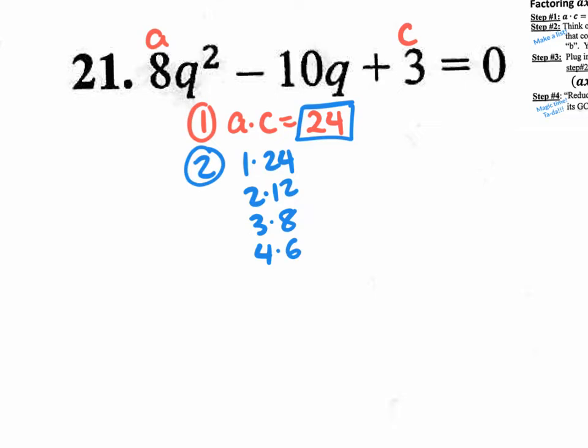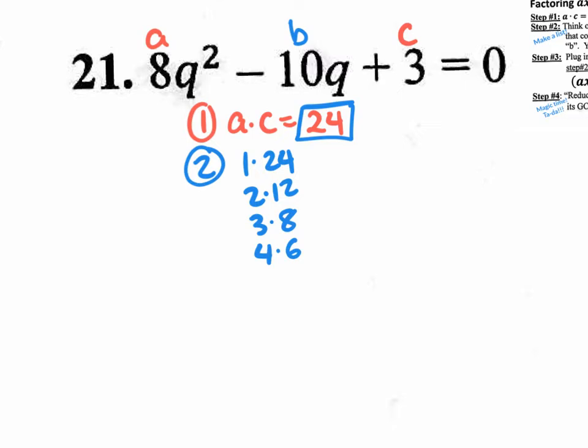And then we jump right into thinking which of these pairs of numbers combines together to give us the middle value, which happens to be negative 10. So if you add 1 and 24, you get 25. That's not 10. 2 and 12, that's 14. That's not 10. 3 and 8 is 11 if you add them. That's not 10. 4 and 6, that is 10.